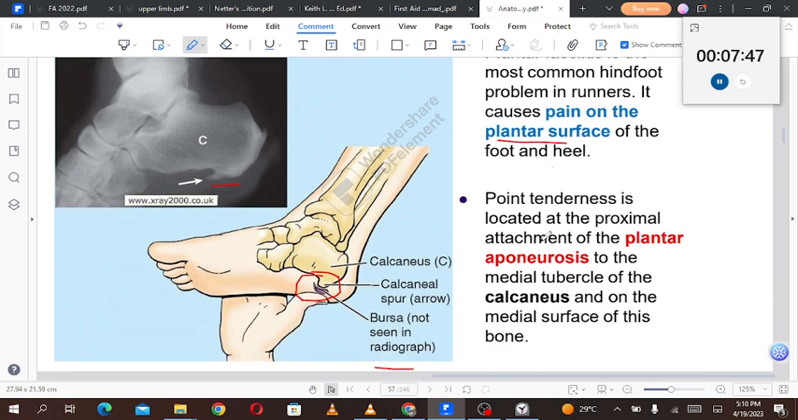Point tenderness is located at the proximal attachment of the plantar aponeurosis to the medial tubercle of the calcaneus, on the medial surface of the bone.